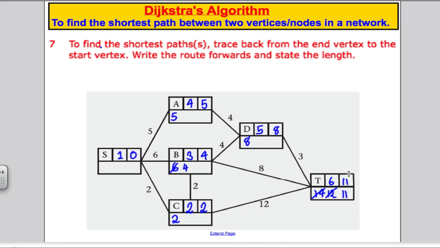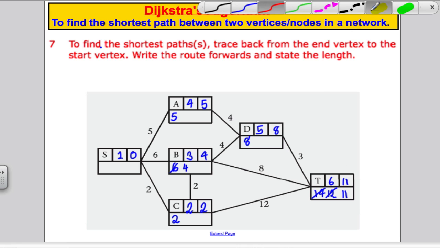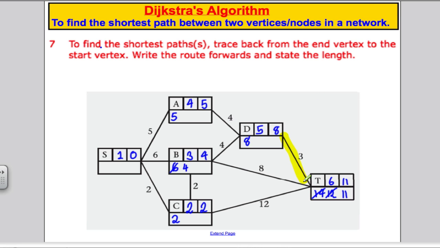Well, at T here, it took us 11 to get here. Which of these paths into T did I take? Well, 2 and the 12 is not 11, can't be there. 4 and 8 is 12, it's not 11, can't be there. 8 and 3 is 11, so I must have taken that route to get into T. So highlight it. Same here. 5 and 4 is 9. Can't have taken that route because it's got to be 8. And 4 and 4 is 8, so I must have taken that route.